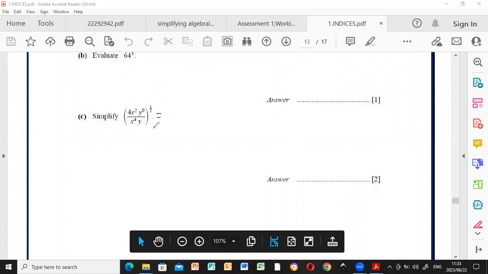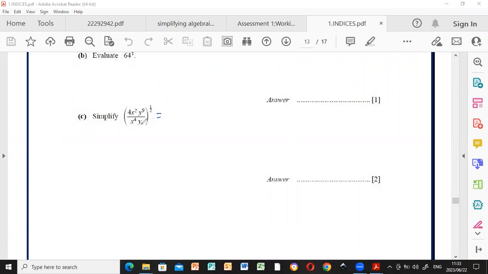All right, so here we want to simplify 4x squared y to the power of 9 all over x to the power of 4, divided by x to the power of 4 y, everything to the power of half.